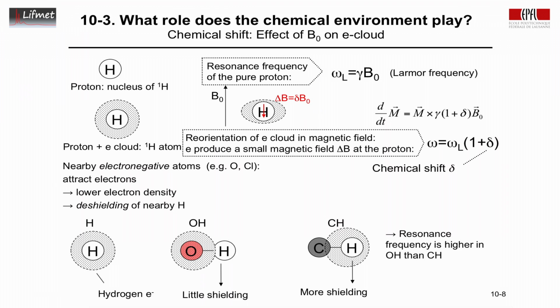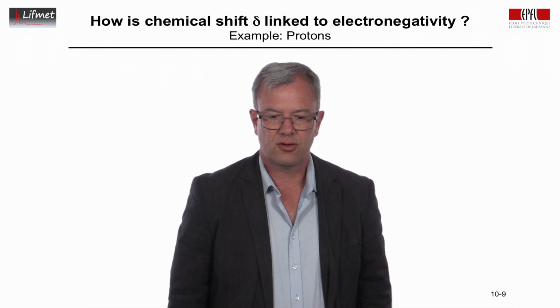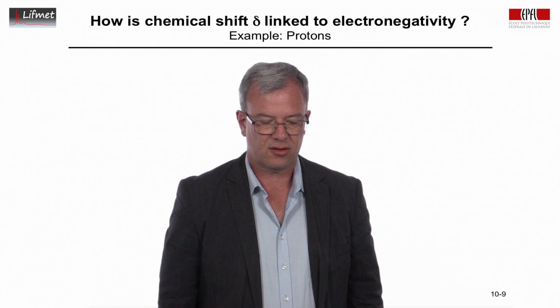So we will stick with this qualitative argument here that electronegativity, that is the distribution of the electron clouds, has an influence on the resonance frequency, and therefore through the change in resonance frequency with this nuclear magnetic resonance effect, one is able to sense the chemical environment. So how is this chemical shift of the resonance frequency, or short chemical shift delta, linked to electronegativity?